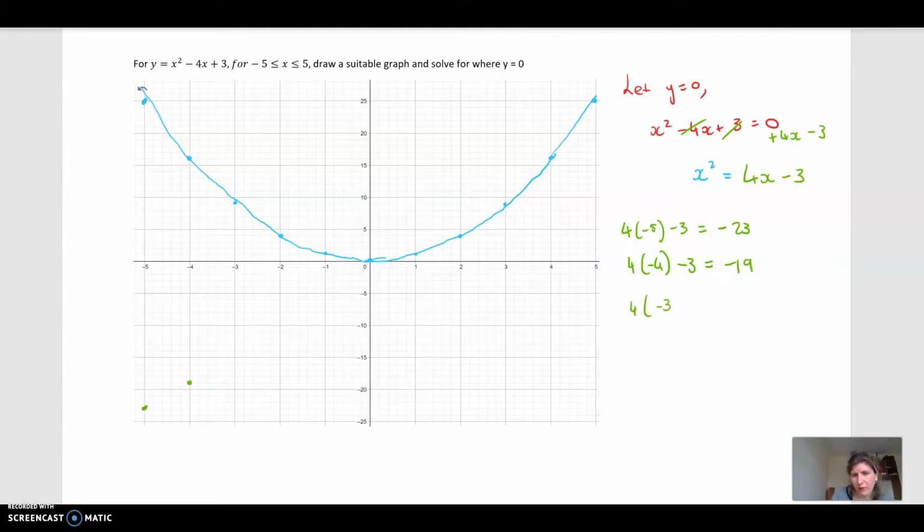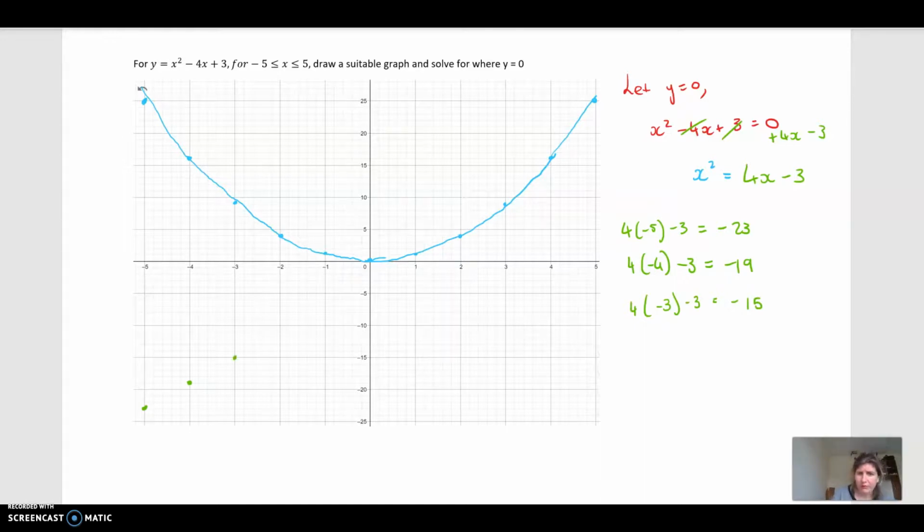4 lots of negative 3 minus 3, so that's negative 12 minus 3, negative 16. And hopefully what you can see here is these are all going up by 4 every time. In fact, that should be 15, not 16. Sorry. Negative 12 minus 3, negative 15.